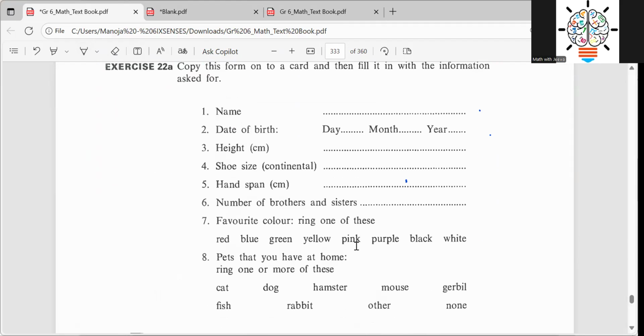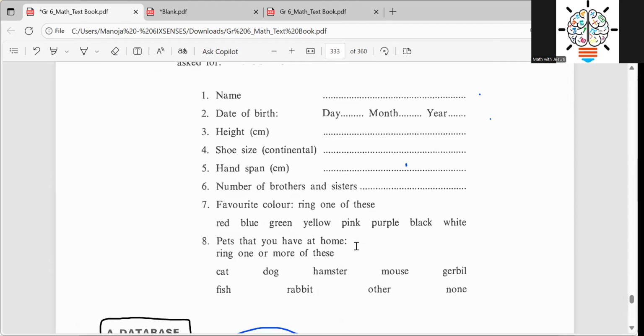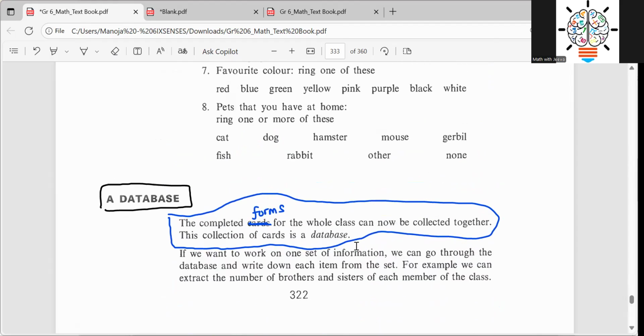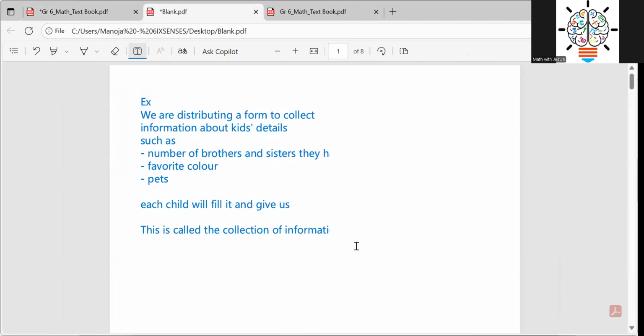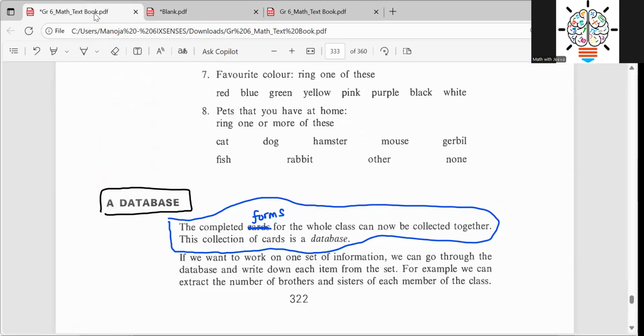Okay, you don't want to copy down that. You can decide what kind of form you are going to distribute. If you are really distributing it and collecting the information, here they have just written a name, date of birth, height, shoe size, hand span, number of brothers and sisters they have, their favorite color, and who is their pet, and all these things. Now, once you collect that, they give us the form. Now we have all of their forms, right? We have the information.